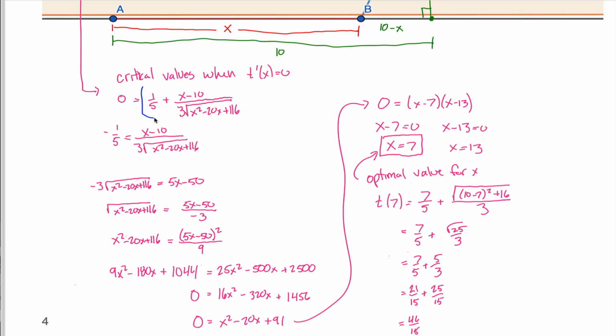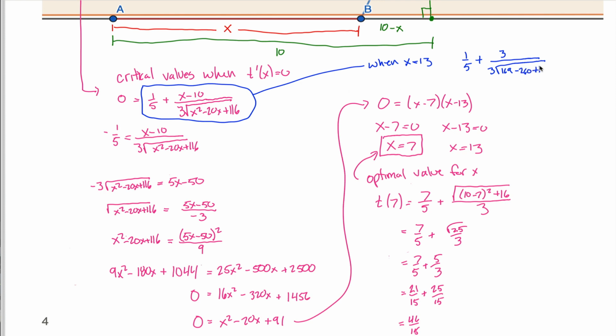If we try plugging 13 into the right side of the equation here, we get 1/5 plus 13 minus 10, in other words 3, divided by 3 times the square root of 13 squared, which is 169, and negative 20 times 13 gives me negative 260, and then I add 116. I know the suspense is killing you. 169 plus 116 is 285, and 285 minus 260 is 25.